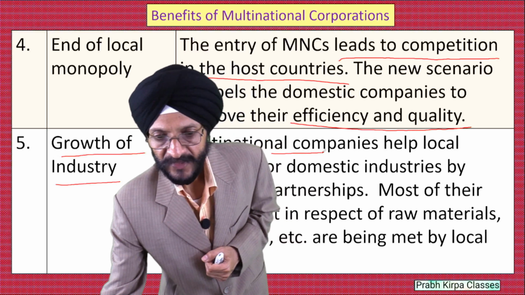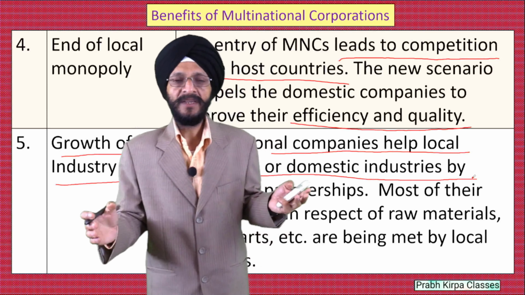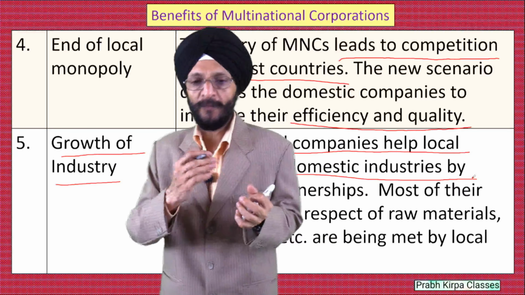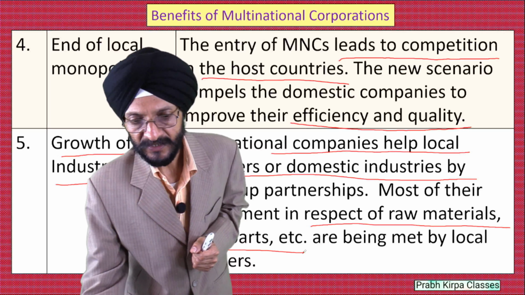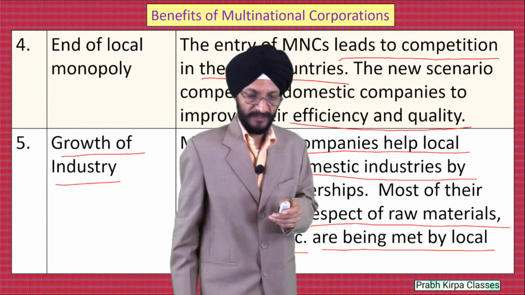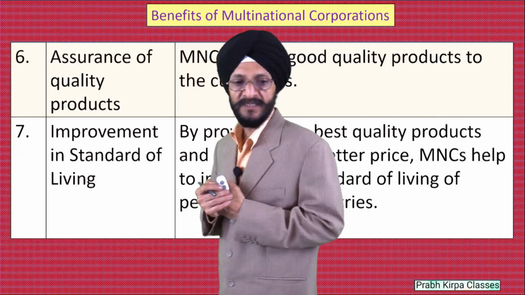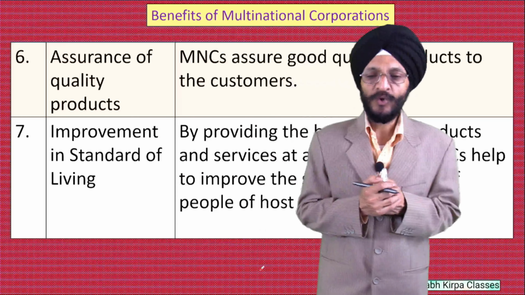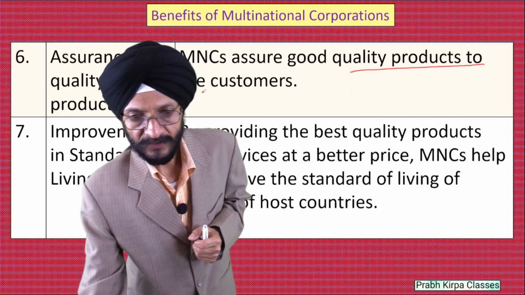Multinational companies help local producers or domestic industry by setting up partnerships. Most of the requirements of multinational companies in respect of raw materials, spare parts, etc. are being met by local suppliers. Next benefit of multinational companies is assurance of quality products. MNCs assure good quality products to the customers.